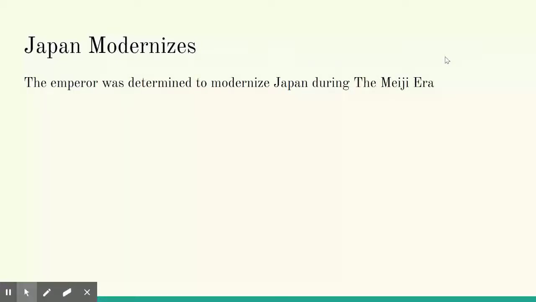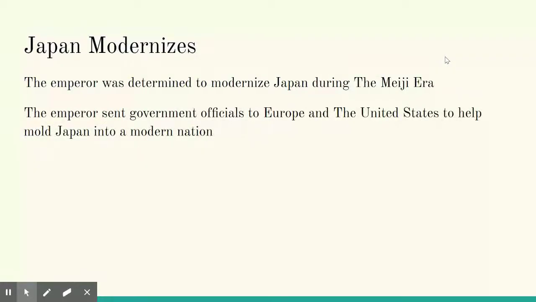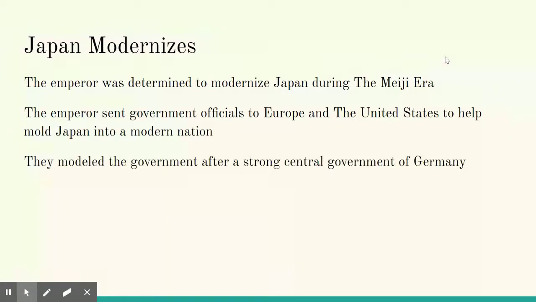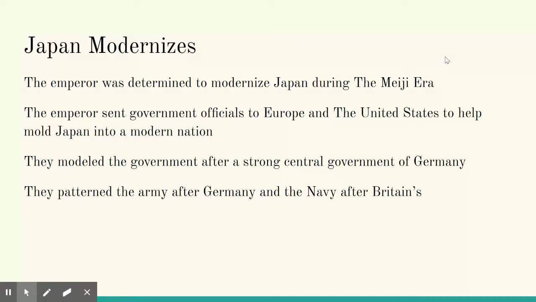One thing about Emperor Mutsuhito was that he was determined to modernize Japan during the Meiji era. The emperor sent government officials to Europe and the United States to help mold Japan into a modern nation, so to sort of help Japan begin to industrialize. They modeled their government after the strong central government of Germany. So they took the blueprint from Germany and made their government very similar to what Germany had under the Iron Chancellor, Bismarck. They patterned the army after Germany and the navy after Britain. Of course, they knew that having a strong navy would help increase their world prestige or their world power. And Germany had a very massive army that they were building during the late 1800s. So Japan tries to copy both of these places.